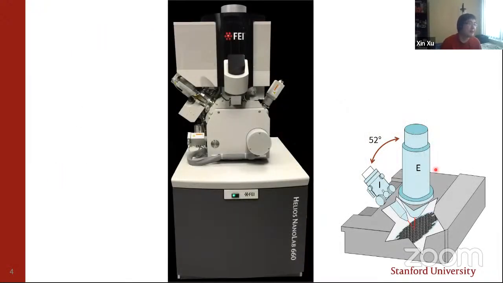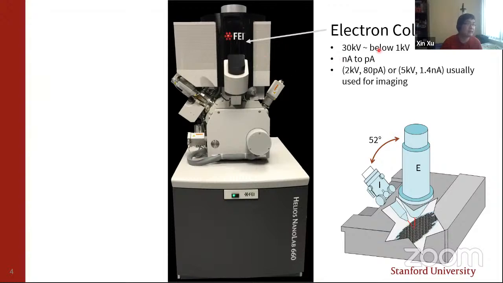So what is FIB? FIB is short for focused ion beam, and the main body of FIB is just an SEM. This is the Helios, the typical FIB manufactured by Helios. It has a vacuum chamber, and this is the electron column, and the electron beam voltage is usually from 30 kV to roughly below 1 kV. The current you can adjust from nanoamp to picoamp.